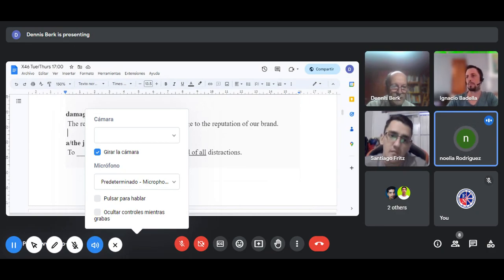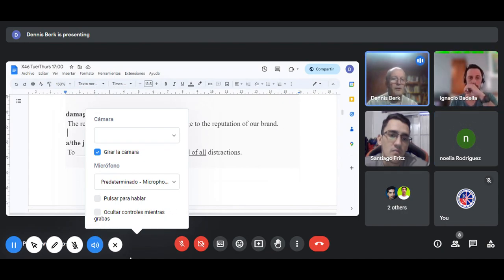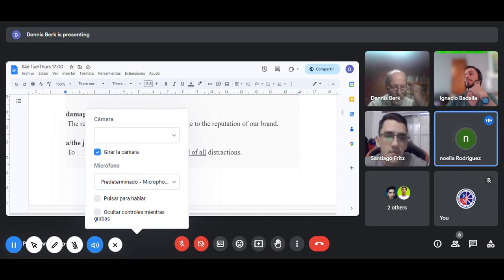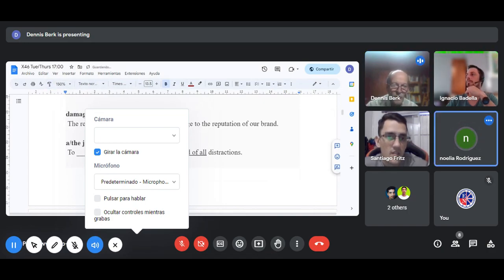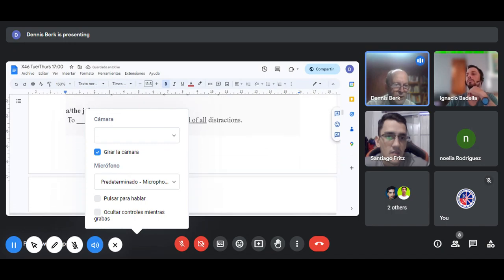To do the job well, you need to get rid of all distractions. You do the job, like an action. Yes, we need to do the job, not make the job. You need to get rid of all distractions. Well, we're finishing here.